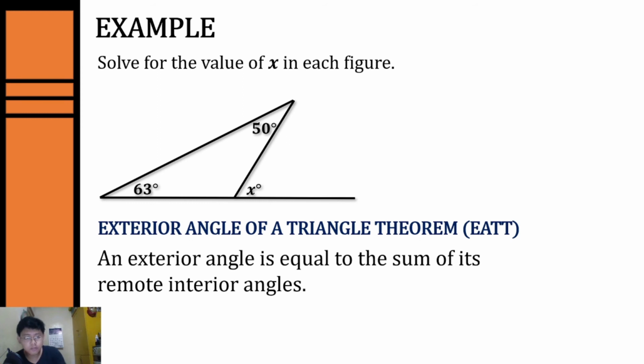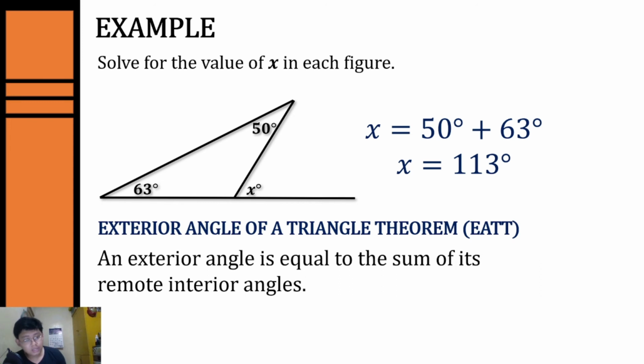So to solve for the value of x, we need to add our remote interior angles. So 50 plus 63 degrees. Our value of x, which is the exterior angle, is equal to 113 degrees.